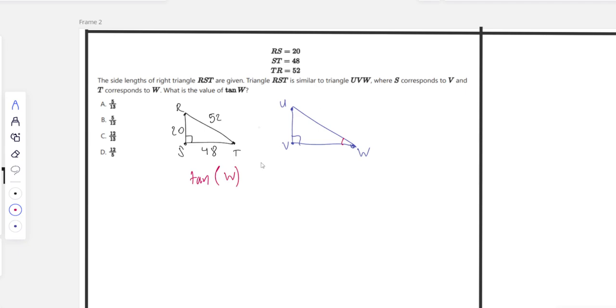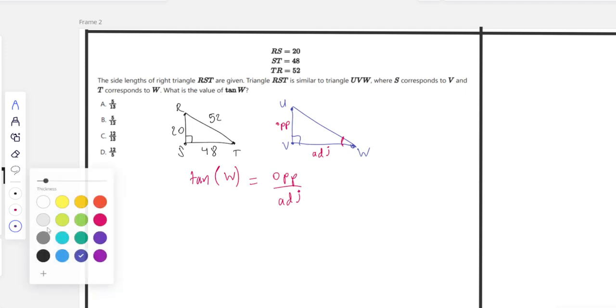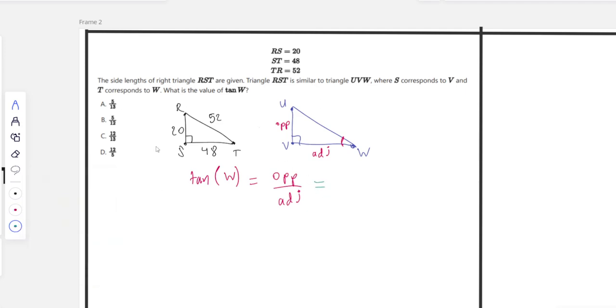Tangent is going to be referring to opposite side over adjacent side. When we're looking at angle W, the opposite side is this UV, and the adjacent side is from V to W. Since these are similar triangles, we know that the side length ratios are going to be the same as well, so the opposite side is 20 compared to the adjacent side of 48.